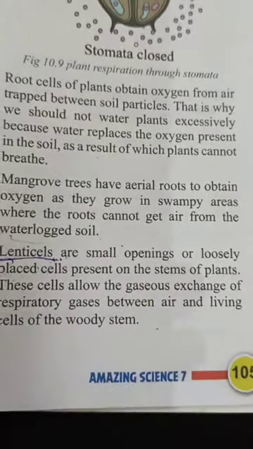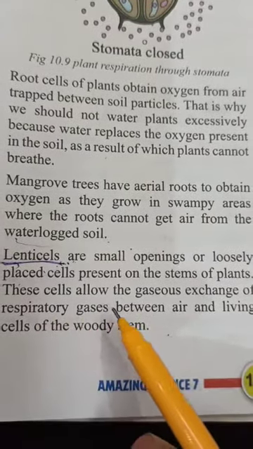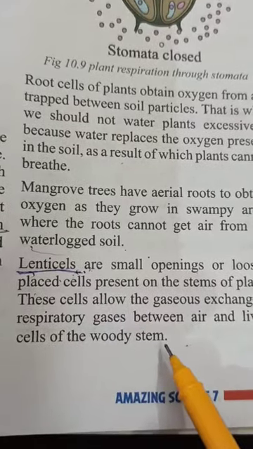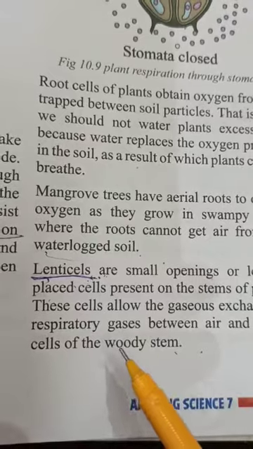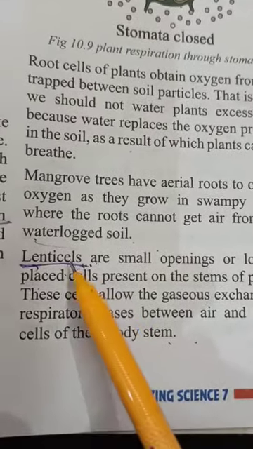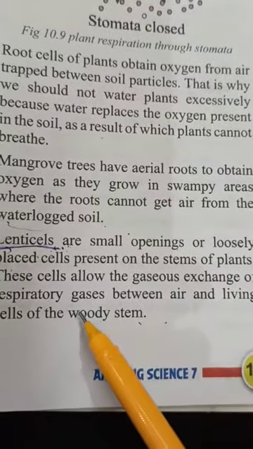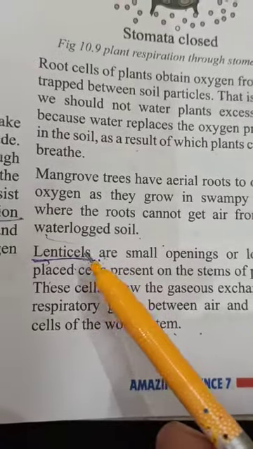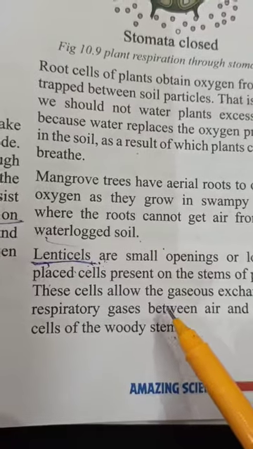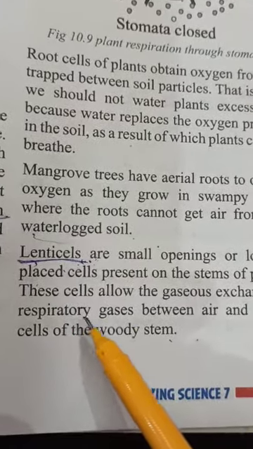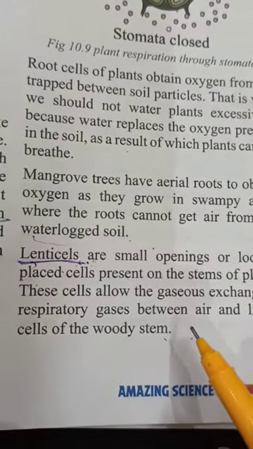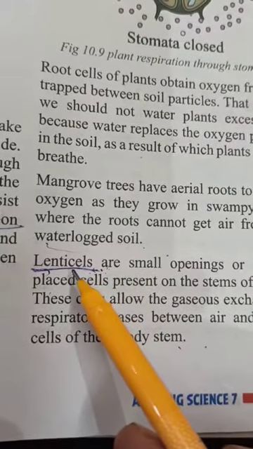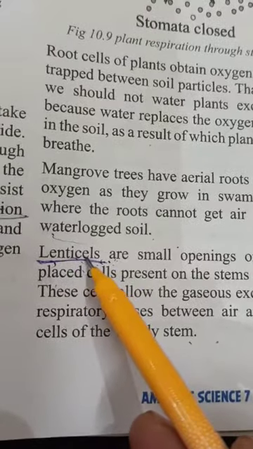So children, here in the last sentence they have written, these cells allow the gaseous exchange of respiratory gases between air and living cells of woody stem. Means here they tried to explain that through these lenticels there is an exchange of gases between air and the cells of woody stem. When air enters the stem through these lenticels, that air goes to the woody cells of the stem, and in the same way the carbon dioxide produced by those cells also comes out from the stem through these openings, which are called lenticels.